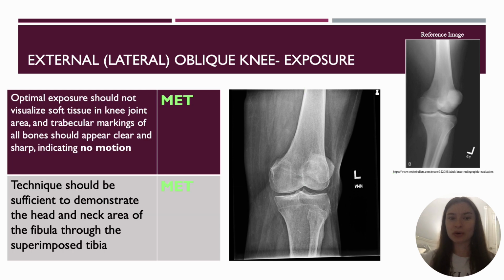Now we have exposure. So the first criteria is optimal exposure should not visualize soft tissue in the knee joint area, and trabecular markings of all bones should appear clear and sharp, indicating no motion. So I did say met for this one because the bones do appear clear and sharp, and no soft tissue can be visualized in that joint space area.